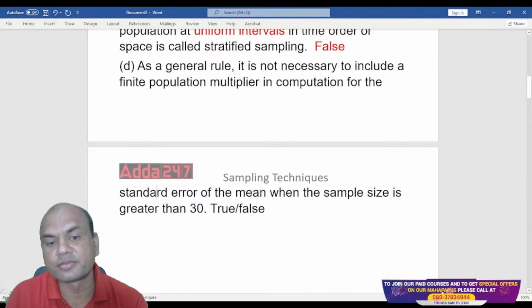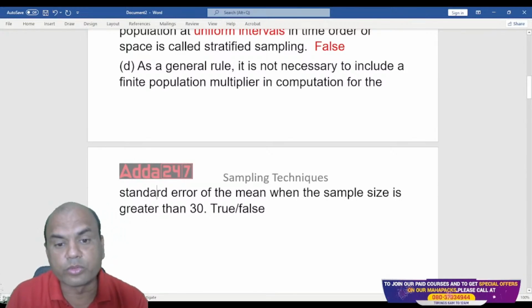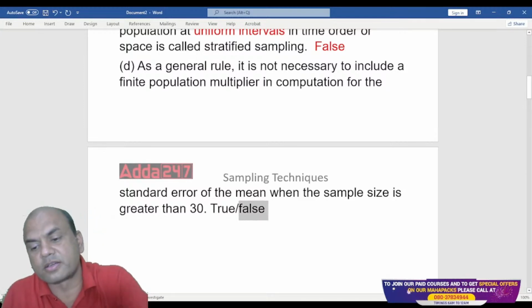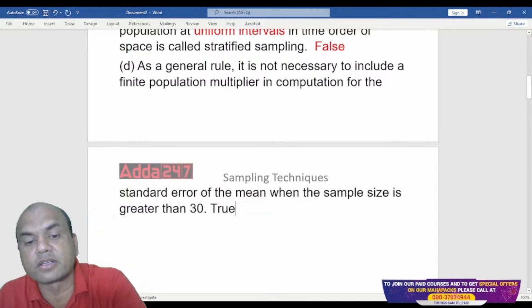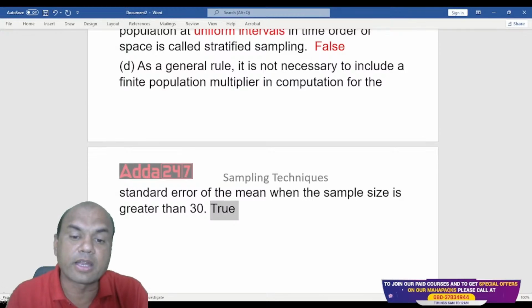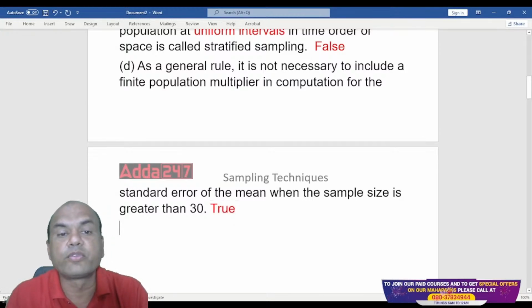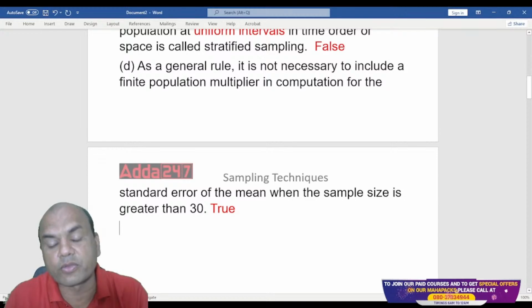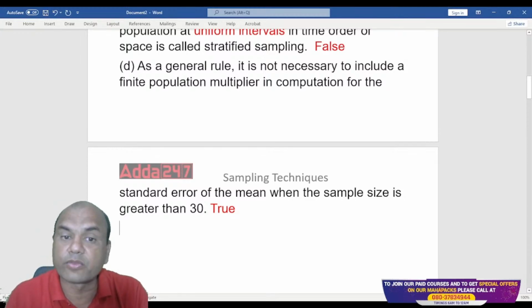Yes, it is. It is true. 30 is the true answer. Okay, 30 is the true answer. This is true. It should be greater than 30. Then the finite population multiplier is not required in that case. Okay, so the minimum sample size is 30 for these cases.